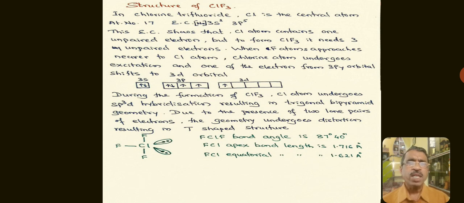Here, the F-Cl-F bond angle is 87 degrees 40 minutes. The Cl-F apex bond length is 1.716 angstrom and the Cl-F equatorial bond length is 1.621 angstrom.